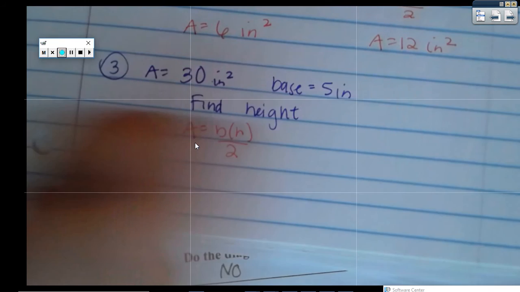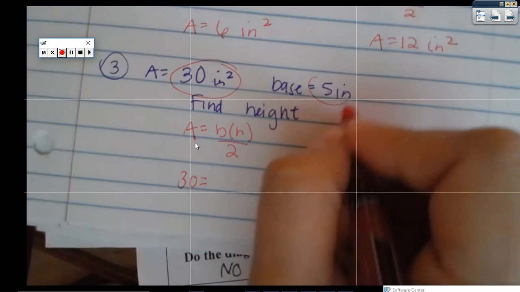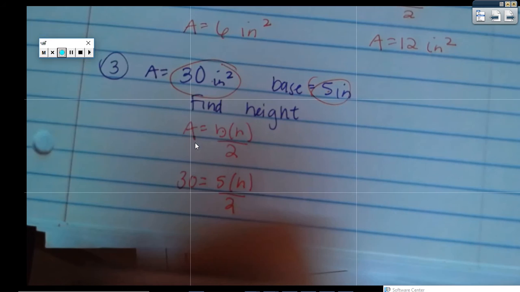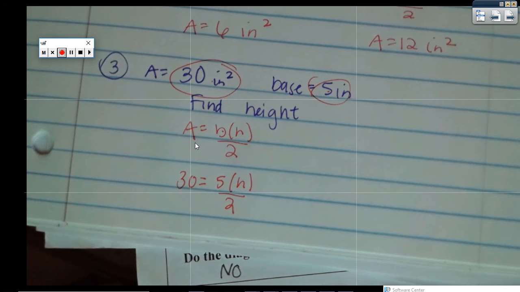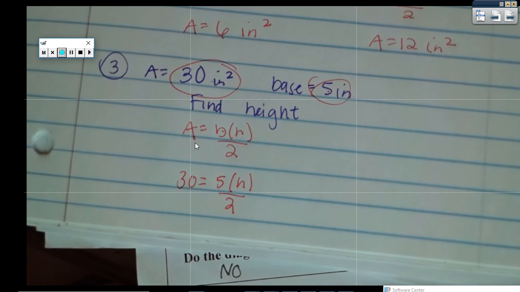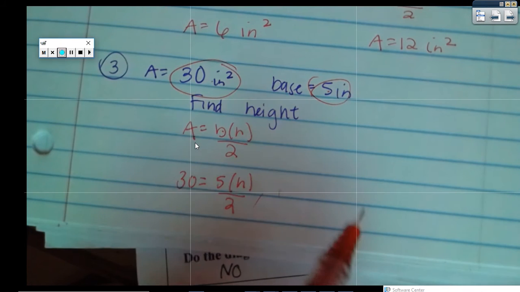So you would write out the area, same formula, base times height, divided by 2. I know my area is 30. So instead of writing A, I put 30. My base is 5. So instead of putting B, I put 5 times my height, divided by 2. There's a little bit of algebra involved. You can solve it by hand, you can remember the steps, or you could use solve in your calculator if you still are really stuck and don't know how to do it. I can show you how to do it.